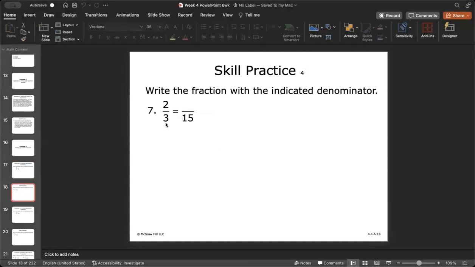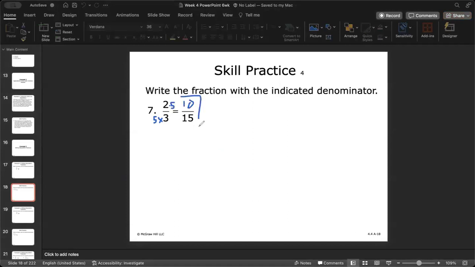So let's do something like this. 2/3, how do we translate the fraction of 2/3 with the denominator 15? Same concept. What do you have to multiply the 3 by in order to get 15? Well, that value is 5. So we're going to multiply the top by 5 as well and get the value of 10.